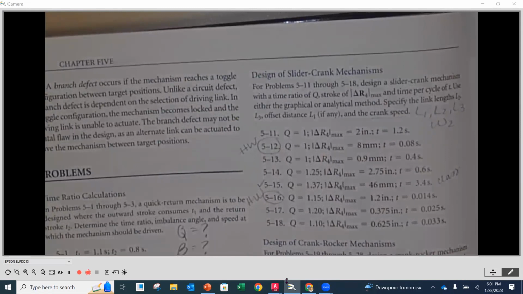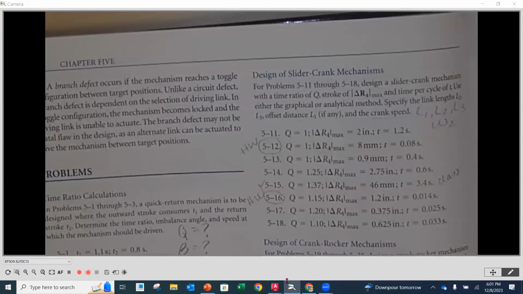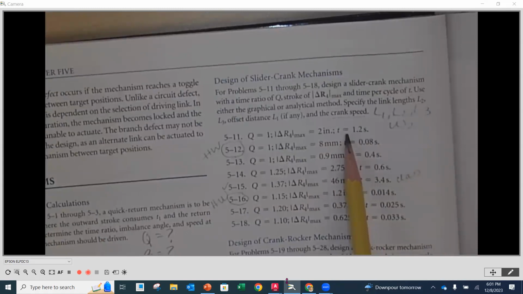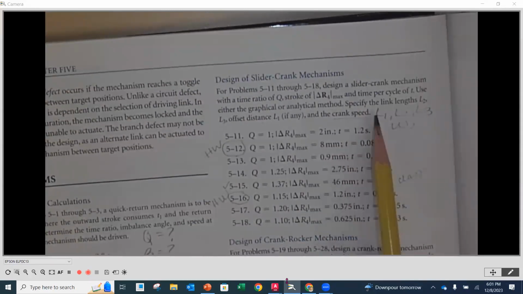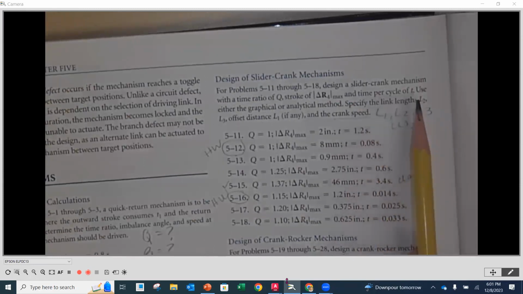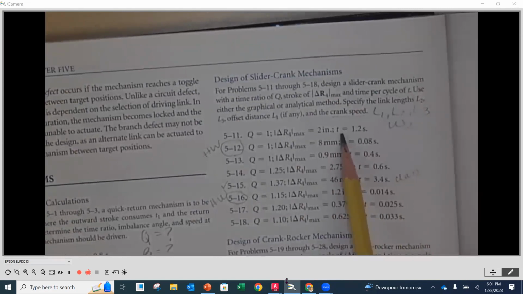So that means that this is a slider crank mechanism, that my outbound time is going to be equal to my inbound time, right? And my total cycle is going to be 1 rotation around. So they're giving us the total time of our cycle in T. So that's time per cycle. They didn't use their delta in front of here, but they did identify it in the problem statement. Our total cycle time is 1.2.